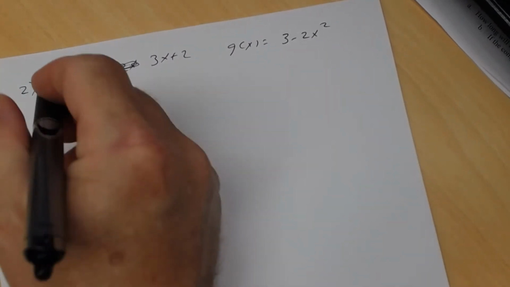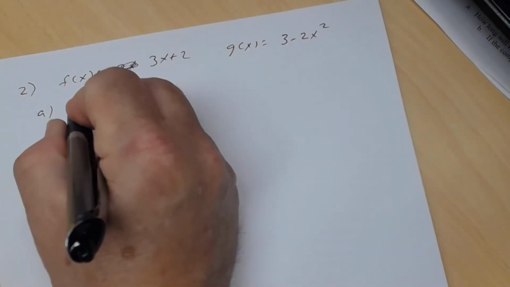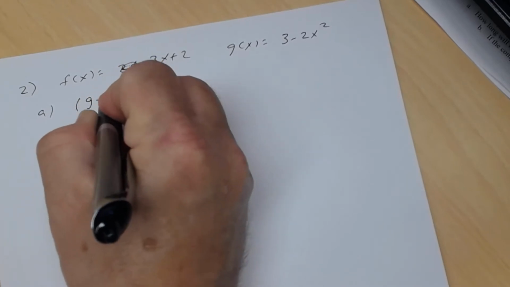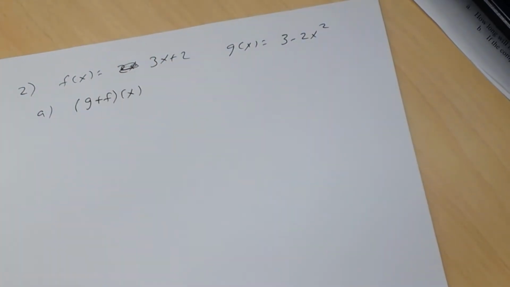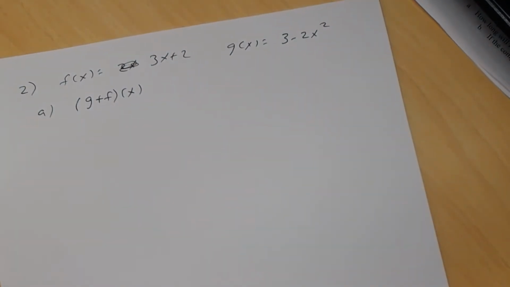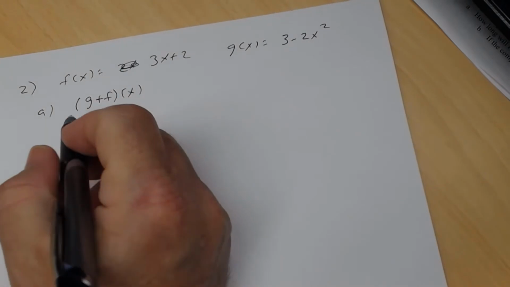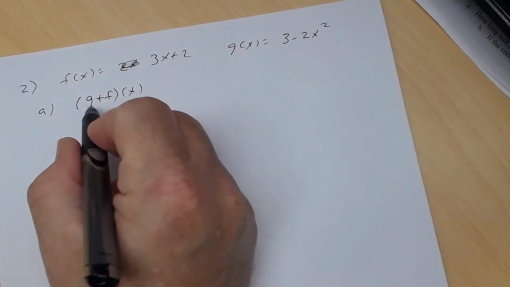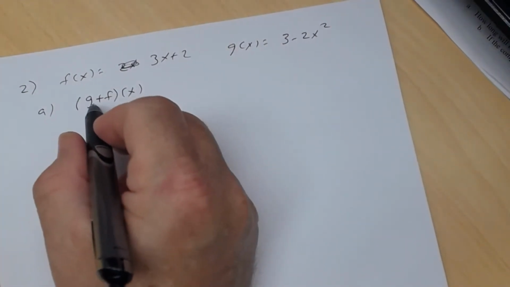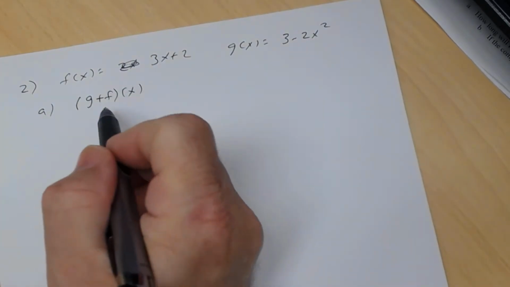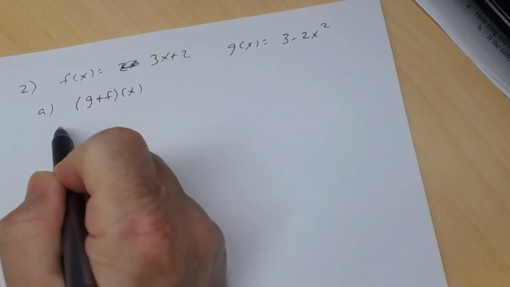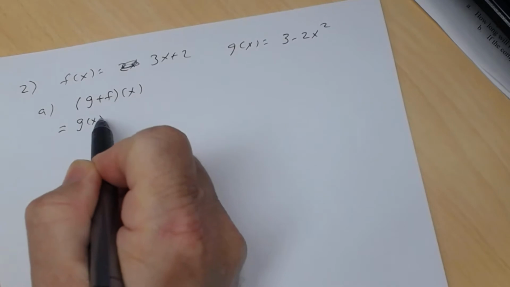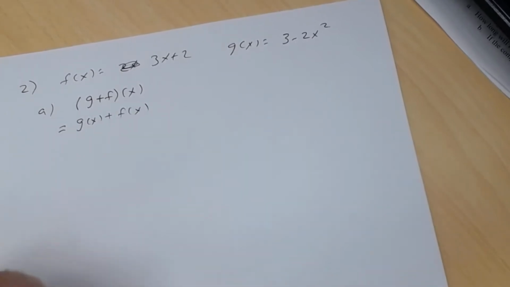All right, so number 1, let's say part A, you want to find g plus f at x. Now remember, g is listed first. This is addition, so it really doesn't matter, right? Because addition is commutative. But let's use the definition. If g is listed first, you write it first. So remember, this is read as g plus f at x. So by definition, g plus f at x is g of x plus f of x. Okay?